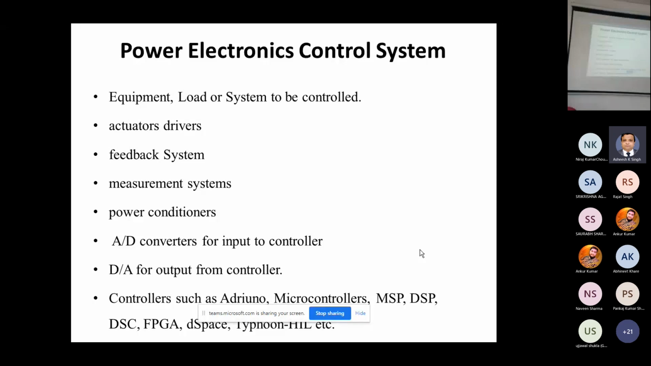And there are different types of controllers, which may be Arduino and microcontrollers. These are low frequency controllers, and MSP controllers are there. Digital signal processors, digital signal controllers, FPGA based controllers, dSPACE and Typhoon HIL types of controllers are used generally in our power electronic control systems.